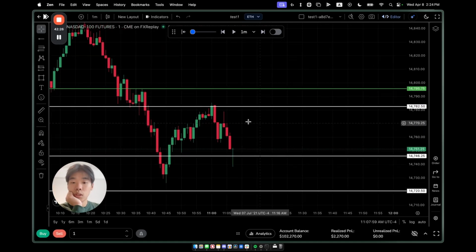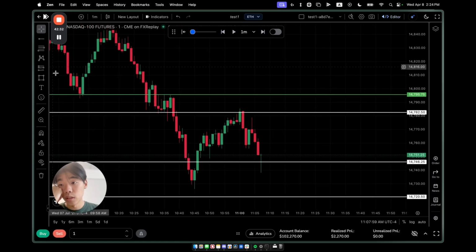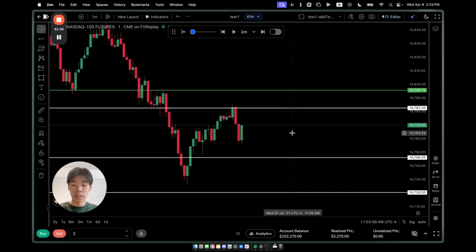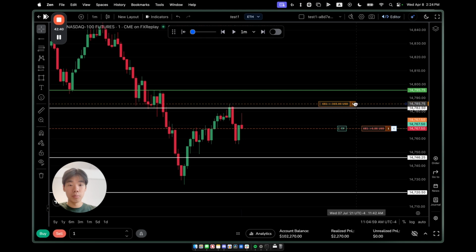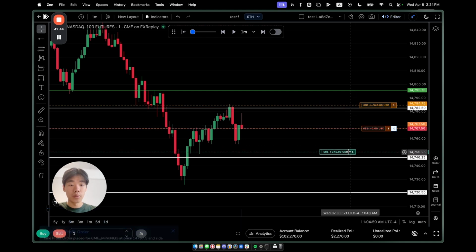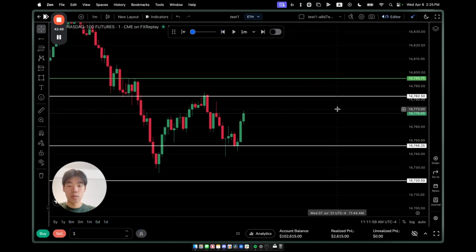Okay. There's a big rejection there. Test it, closes beyond, and I like this short. It would have been this short right here. So you're sold, put stop loss beyond the key level, and hit TP. Awesome.